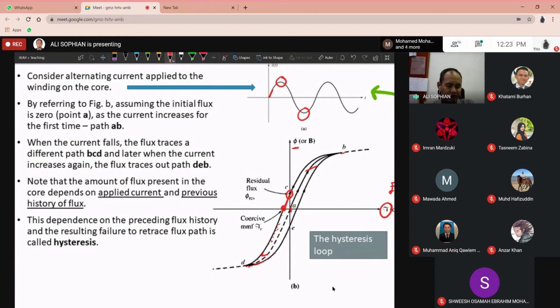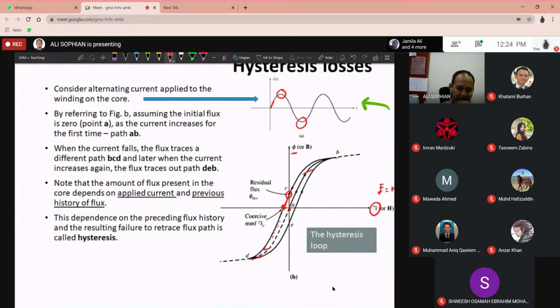And this is why we get hysteresis losses, because some of the energy is actually absorbed by the ferromagnetic core. The reason is this hysteresis. And why do we get this hysteresis? We can see it on the next slide.